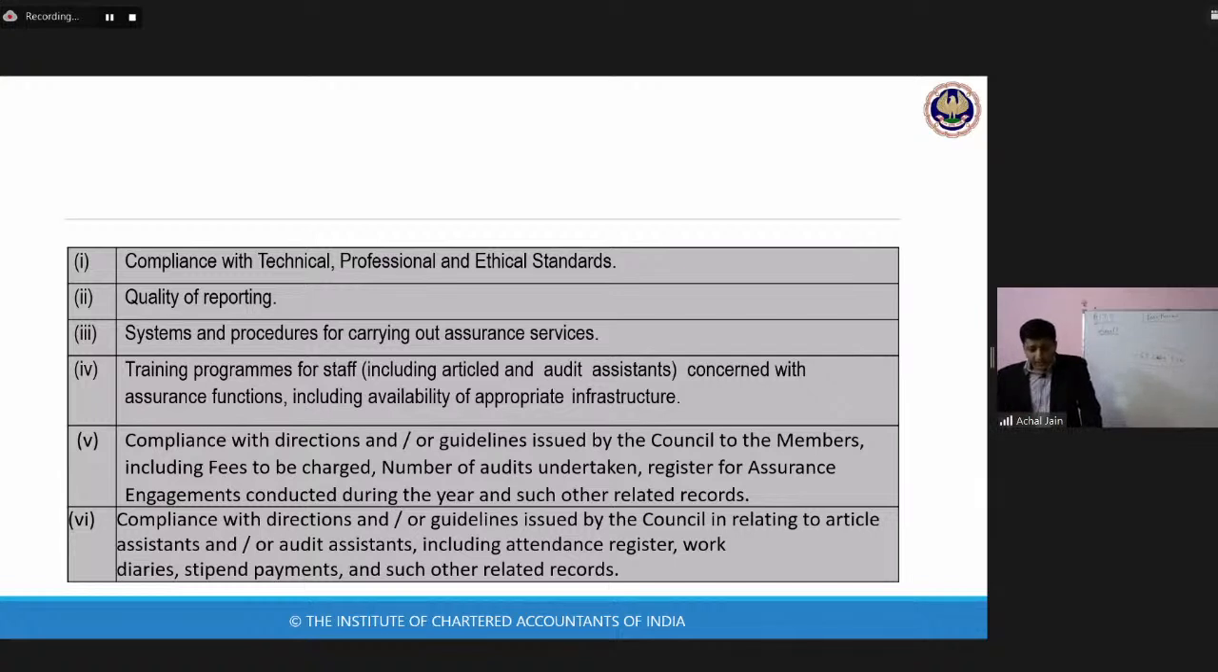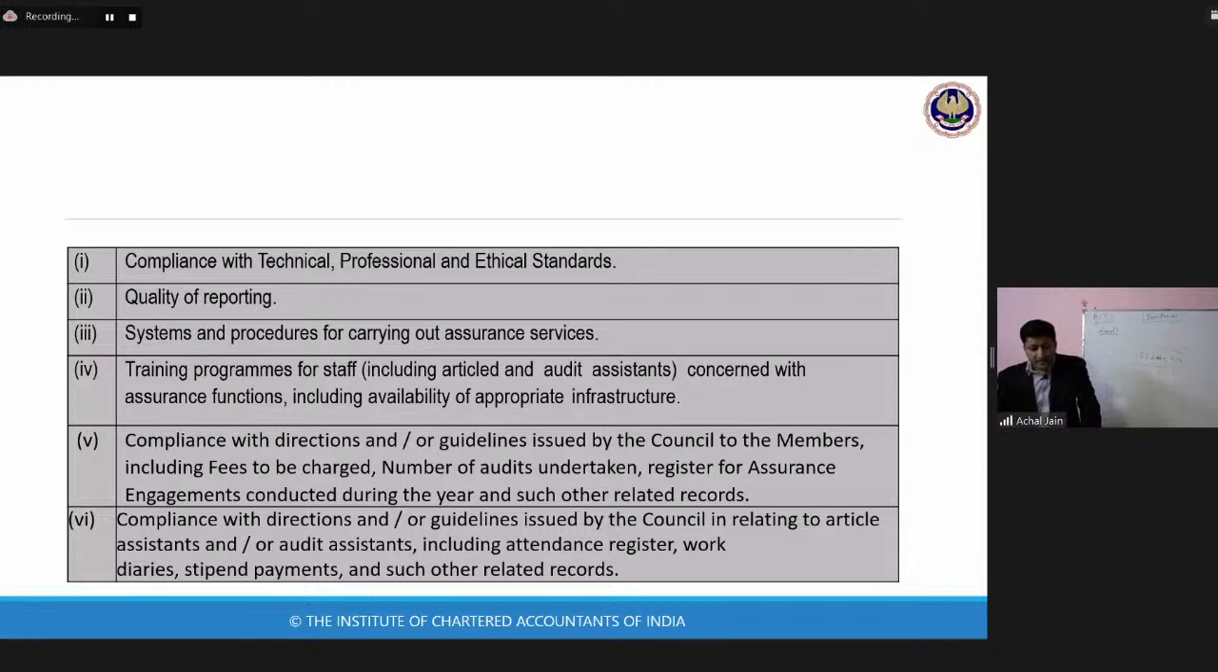A practice unit which has undertaken following assurance engagements. Statutory audit, internal audit, concurrent audit, systems audit, tax audit, and or departmental review of branches or offices of public sector undertakings, public sector or private sector and or foreign banks, insurance companies, cooperative banks, regional rural banks. So all of them will fall under level 2.